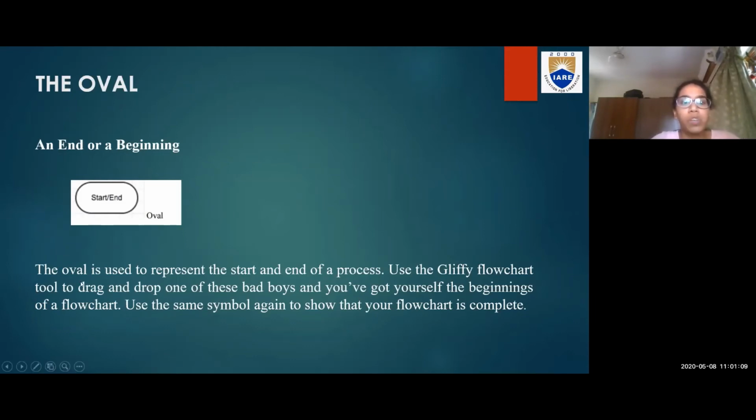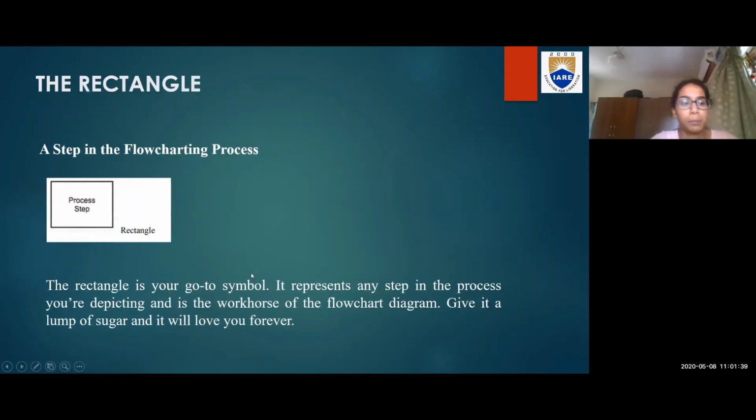Now, the oval is used to represent the start and end of a process. As I told you, it is used to represent the start or the end of a process. Use the Glyphy flowchart symbol tool to drag and drop one of these bad boys, and you have got yourself the beginnings of a flowchart. It is simply how to draw an oval in your conventional set of symbols, I have told you in this sentence, and use the same symbol again.